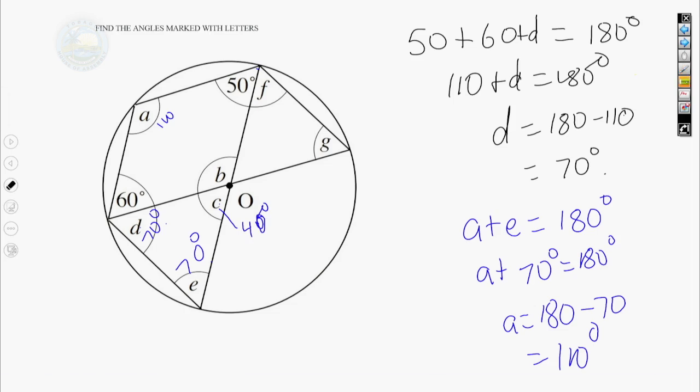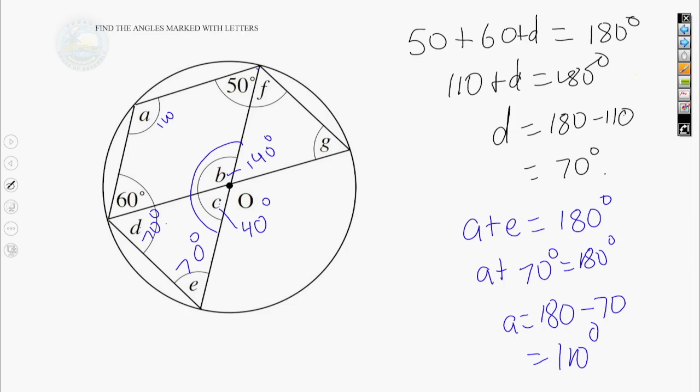Let me write that over so that it will be clear. 40 degrees. And what is this? That's a straight angle. So that means that C and D are supplementary. So if here is 40, then this angle will be 180 minus 40, which will be 140 degrees.